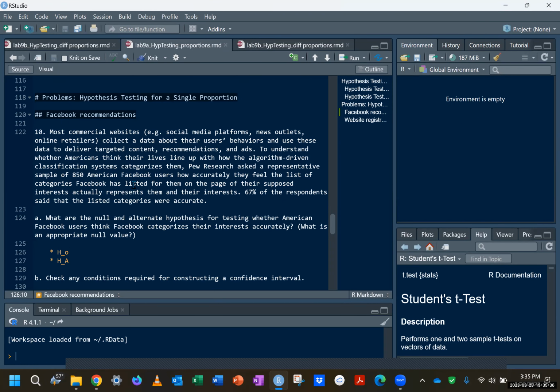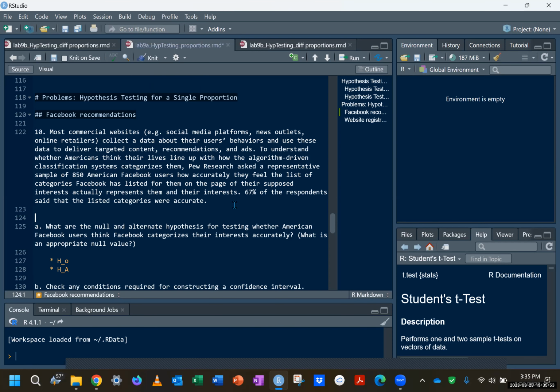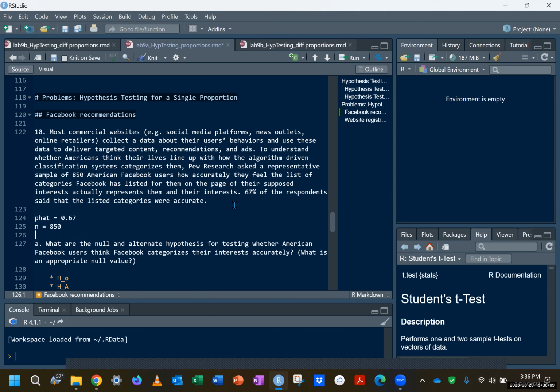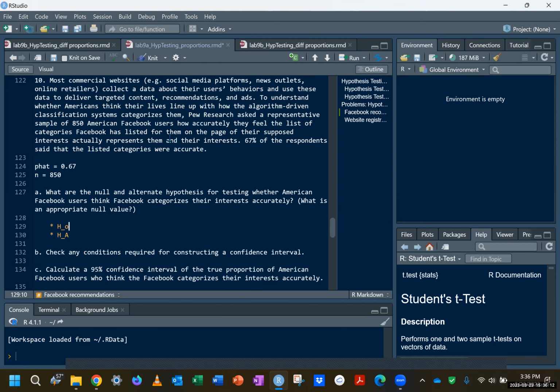Okay, so this first problem is Lab 9A walkthrough problem 10. It looks like we have a situation where people are guessing if Facebook recommends their data accurately. So 0.67, or 67%, say it's accurate. We're going to call that p hat, 67%. And this was a total sample of, it looks like, 850 people.